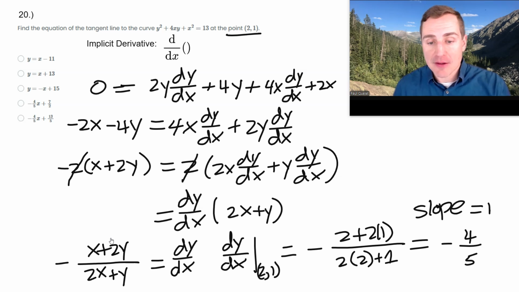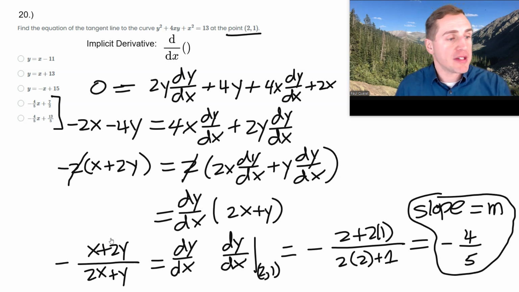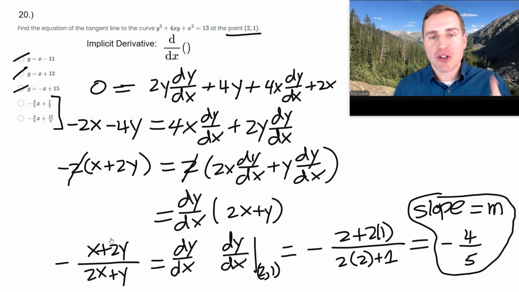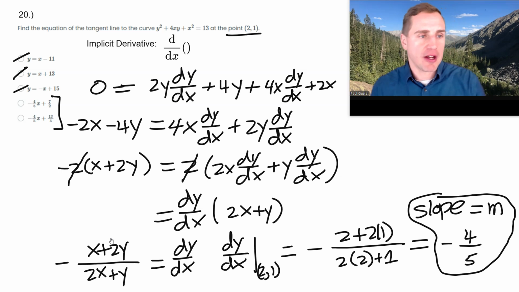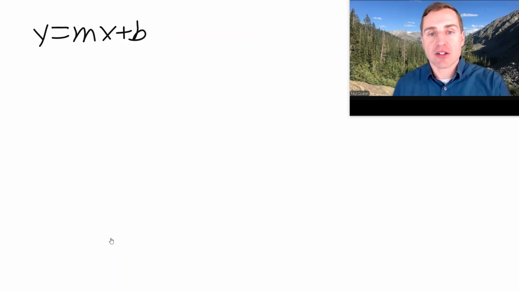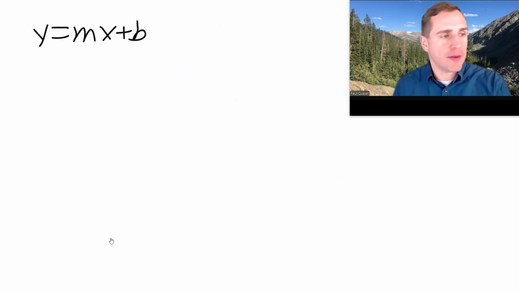So that's m. Now notice we're already thinking about either one of these two choices, because those both have a slope of negative 4/5. So if you were on a standardized exam, I would eliminate the first 3 choices. But then we still need to get the equation of the tangent line. So we need y equals mx plus b. This is the slope-intercept form of the equation of a line. And we have the slope and we have the point (2, 1).